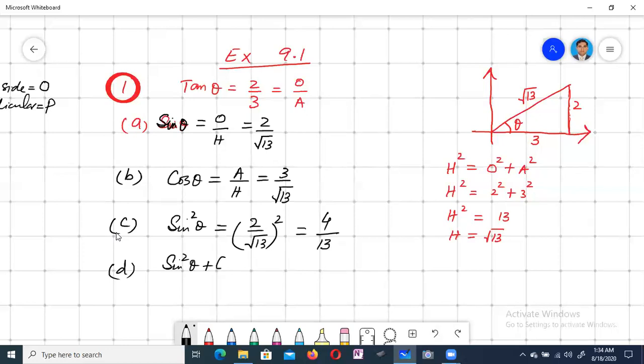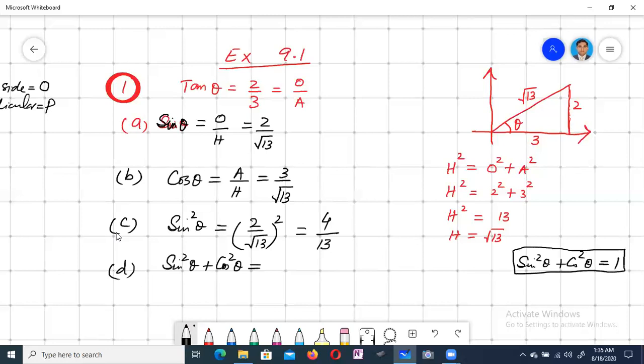Sine square theta plus cos square theta. Here we will substitute these values, and we will check what the answer is. From this triangle we will substitute these sides. We will find the trigonometric ratios. But this sine square theta plus cos square theta is the first trigonometric identity also. This will come in the next exercise. This sine square theta plus cos square theta is always equal to 1. This is the first trigonometric identity.